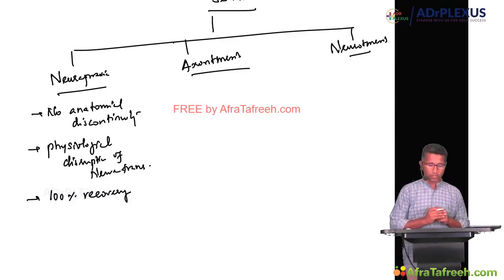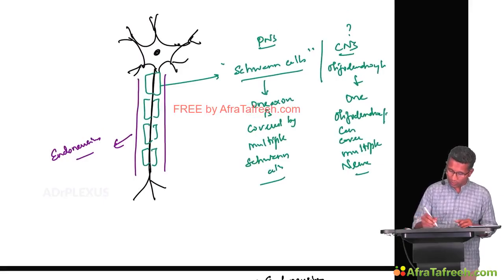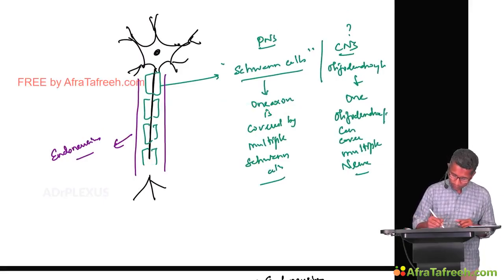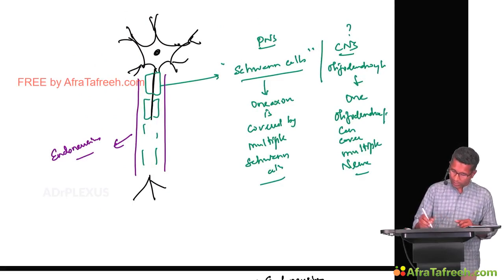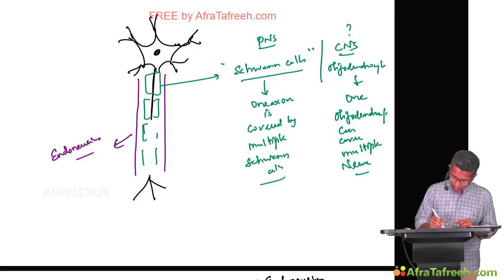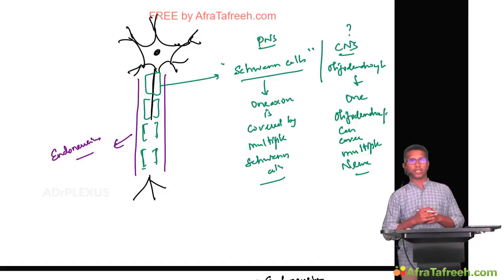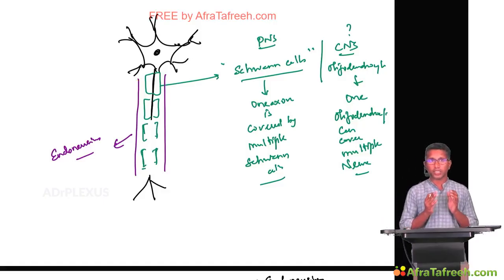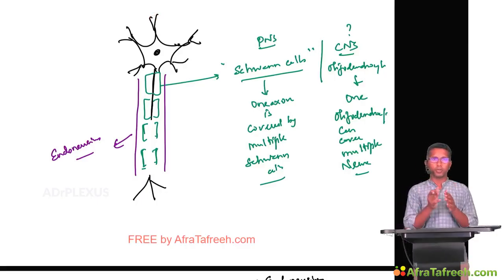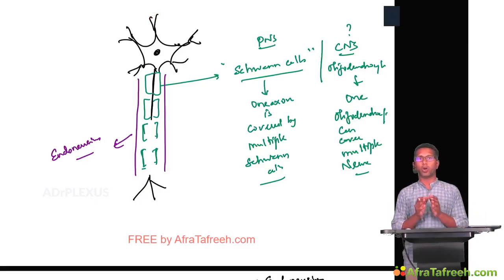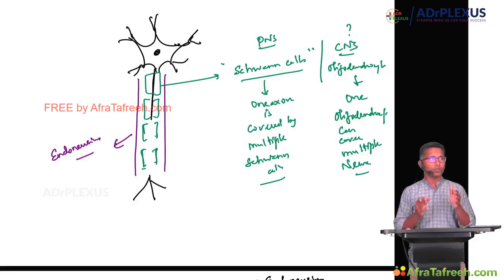Now what happens in axonotmesis? Suppose only the axon is cut here, and the remaining outer coverings are intact. This kind of injury is called axonotmesis. What do you mean by axonotmesis? Only the axon is cut, guys. The surrounding tubes, namely the endoneurium, perineurium and epineurium, are all intact. So there is a cut in the axon alone, and the tube is intact.